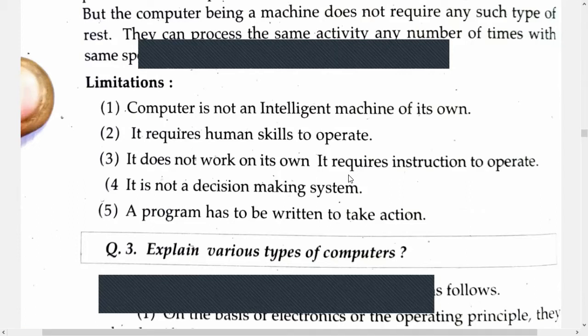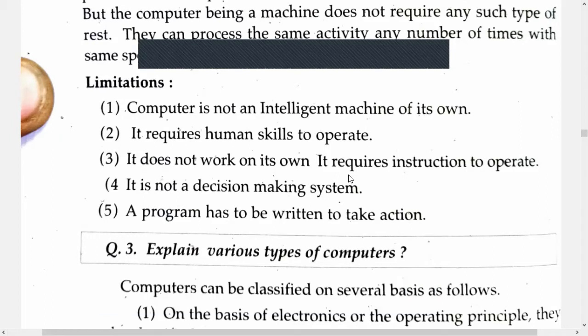A computer is not an intelligent machine of its own. The limitations, as we said: it works on instructions. It will not work on its own. Even if it is artificially intelligent or machine learned, it is dependent on previous data. It cannot take a decision on its own. It has to be given some support from a human being. Still, we are so far away.